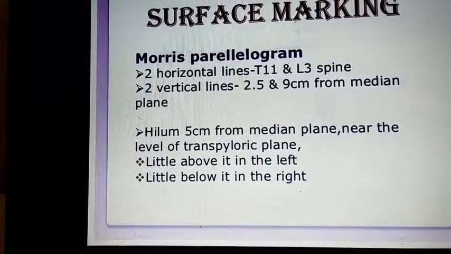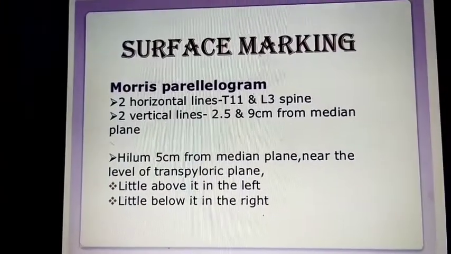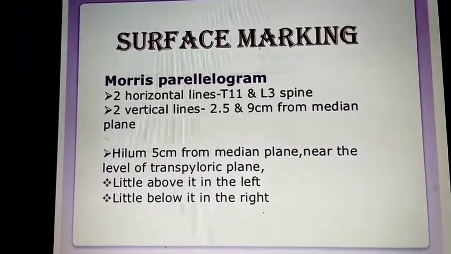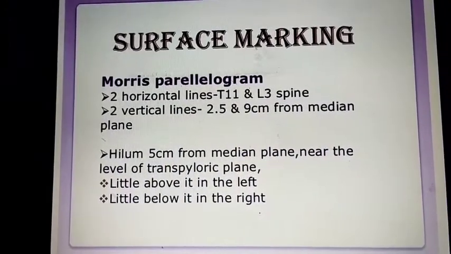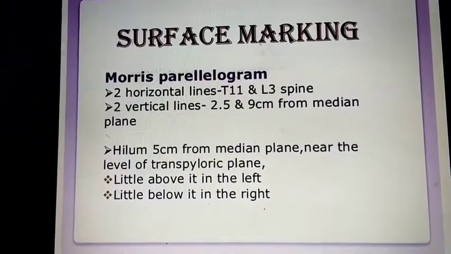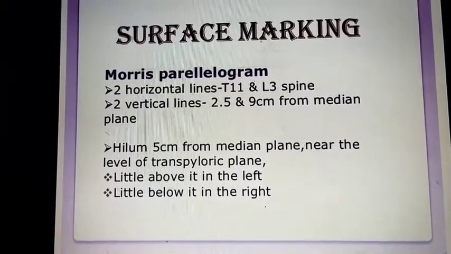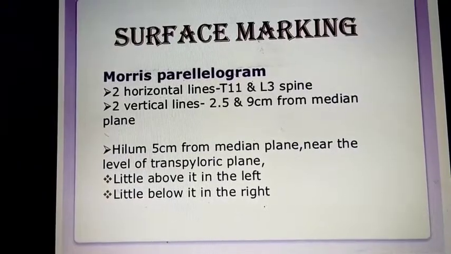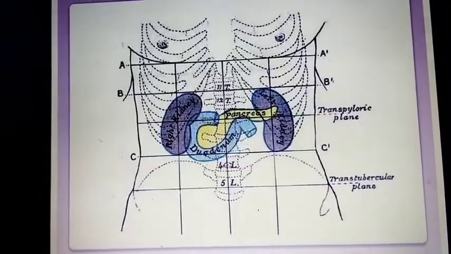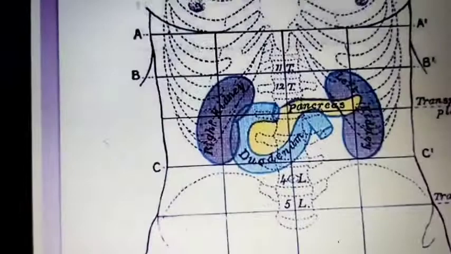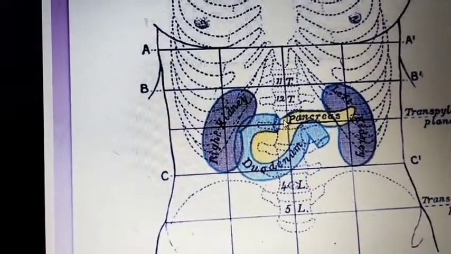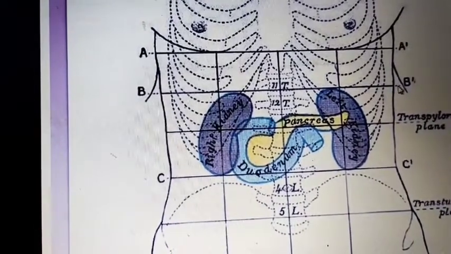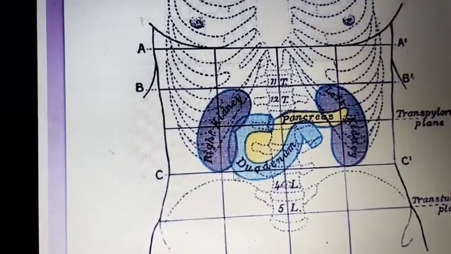It is called the Morris parallelogram. There are two horizontal lines drawn from the T11 and L3 spines of the vertebrae, and two vertical lines. One is 2.5 centimeter from the midline, another is 9.5 centimeter from the midline. You can see here the two lines. This is T11, one horizontal line, and another at the level of L3.